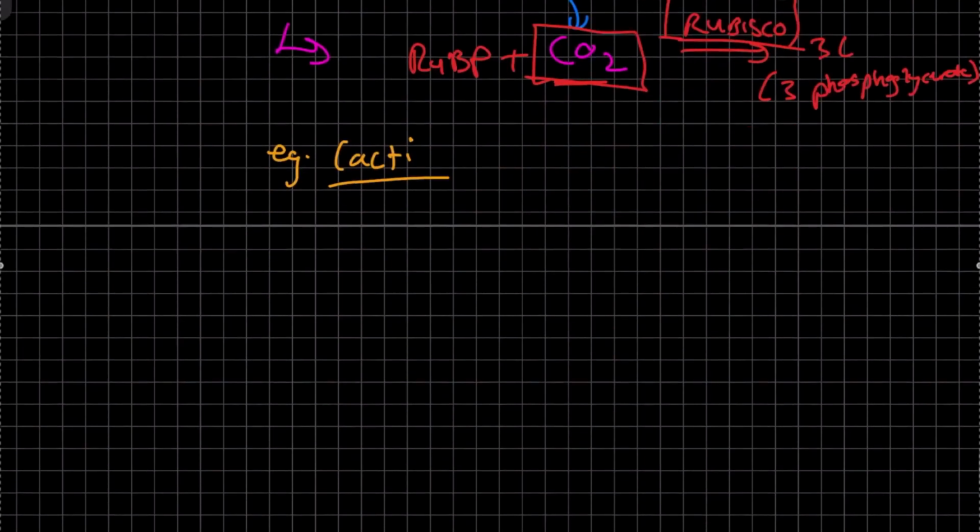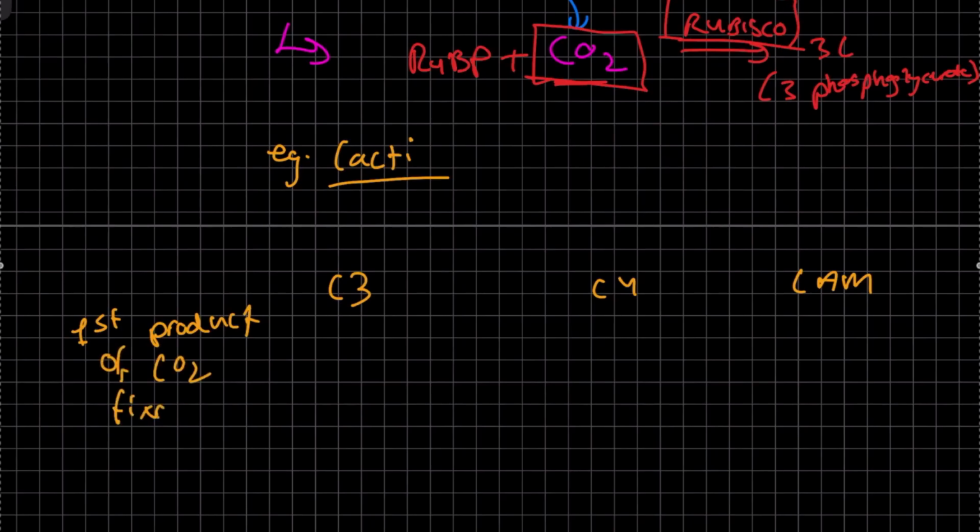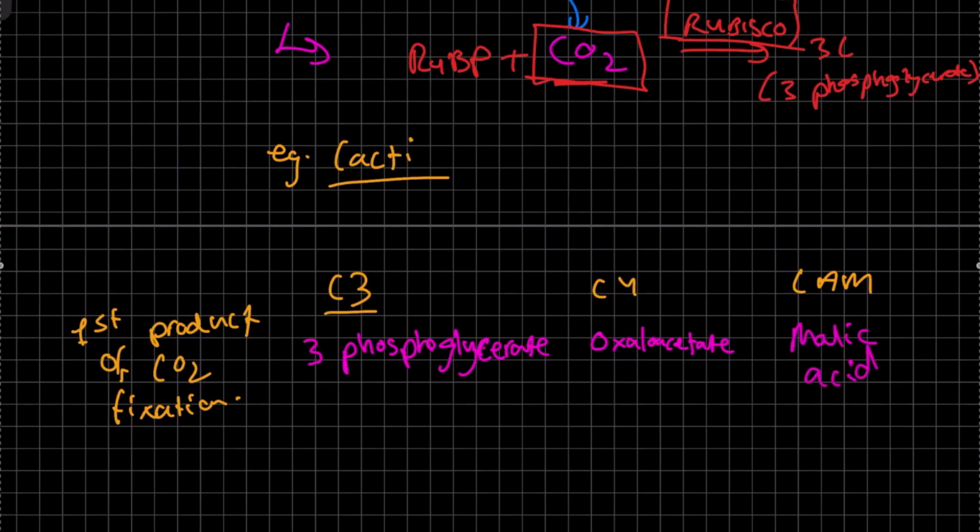So if we summarize our C3, C4 and our CAM plants, it is important to know that the first product of carbon fixation in these plants is different. In our C3 plants, our first product of carbon fixation is 3-phosphoglycerate, whereas in our C4 plants, the first product of carbon fixation is oxaloacetate. And in our CAM plants, our first stable product of carbon dioxide fixation is our malic acid. So this is only at nighttime though.